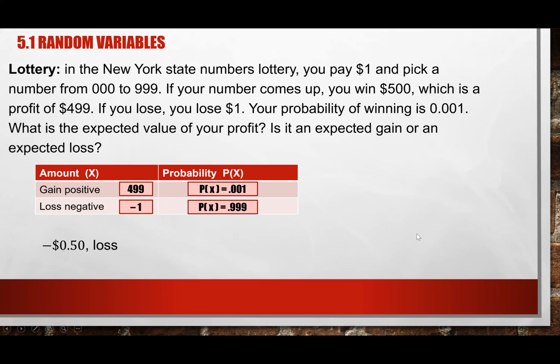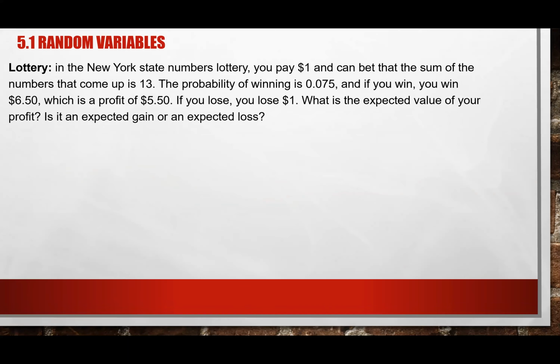So let's take a look at another one, right? This is the first time you see this problem. And again, identically similar problem. It's just that now a different number lottery. Again, the setup or the language is the same. This is not a pick 3. It's just a different kind of lottery ticket, and you have a different amount of winning. So looking at this, they say that you pay $1 and can bet on the sum of the number that come up to be 13, right?